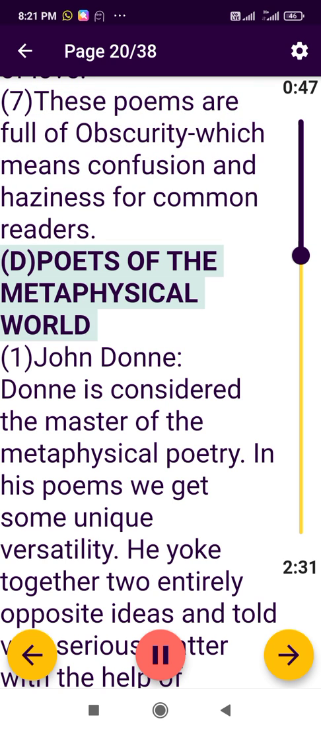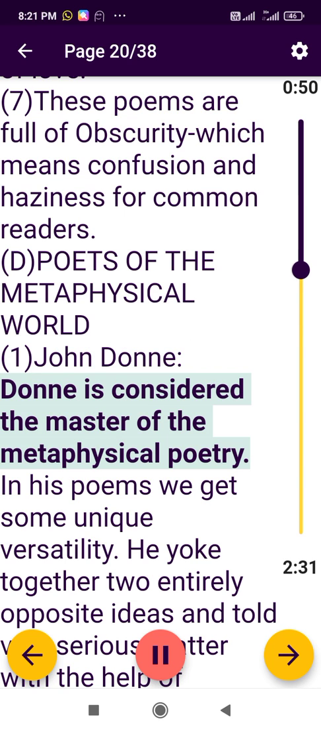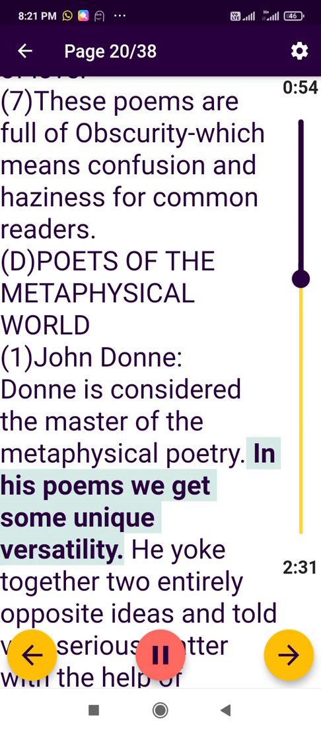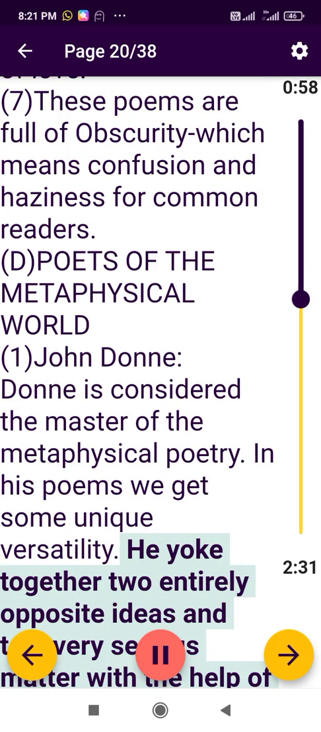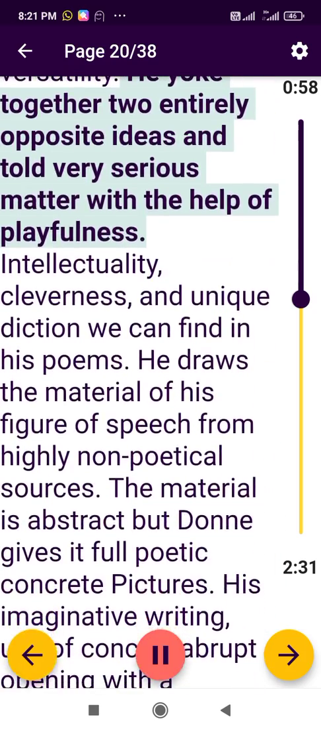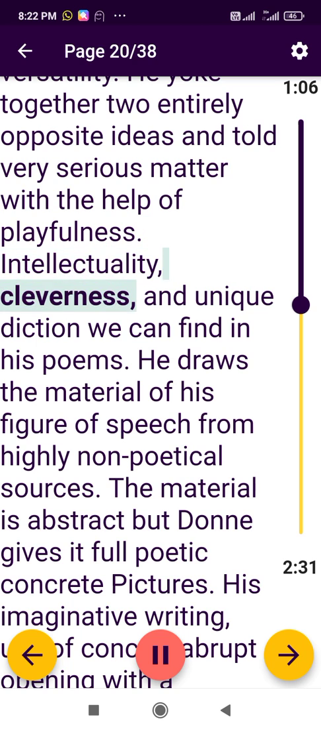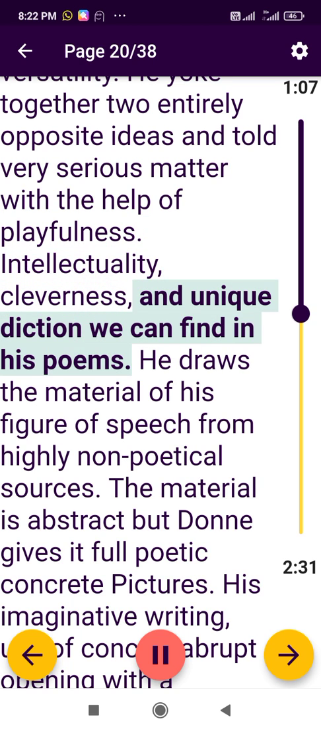D. Poets of the metaphysical world. 1. John Donne. Donne is considered the master of the metaphysical poetry. In his poems we get some unique versatility. He yoked together two entirely opposite ideas, and told very serious matter with the help of playfulness, intellectuality, cleverness, and unique diction we can find in his poems.